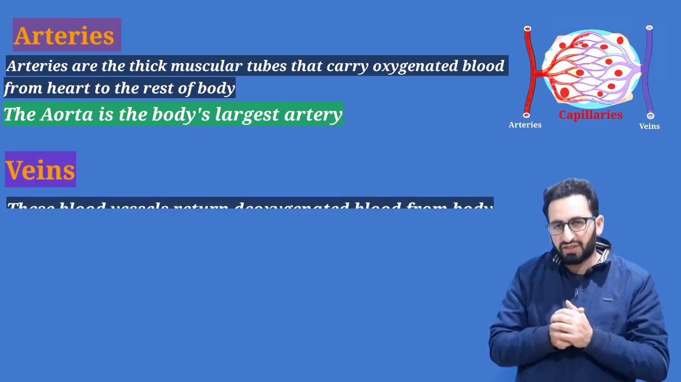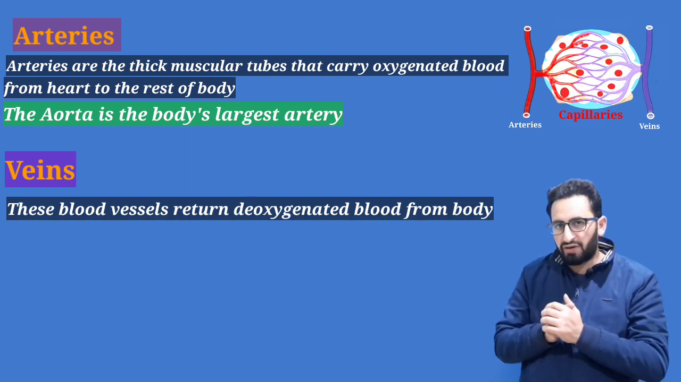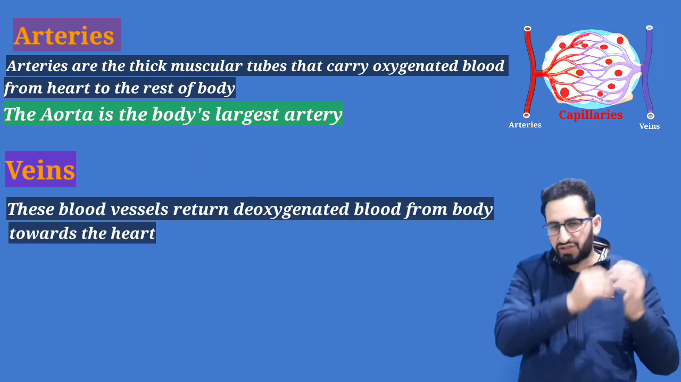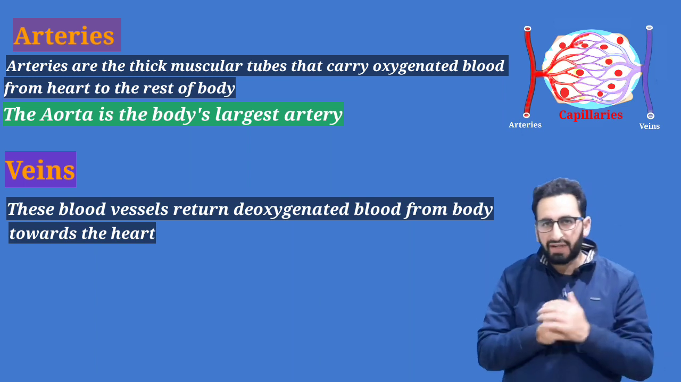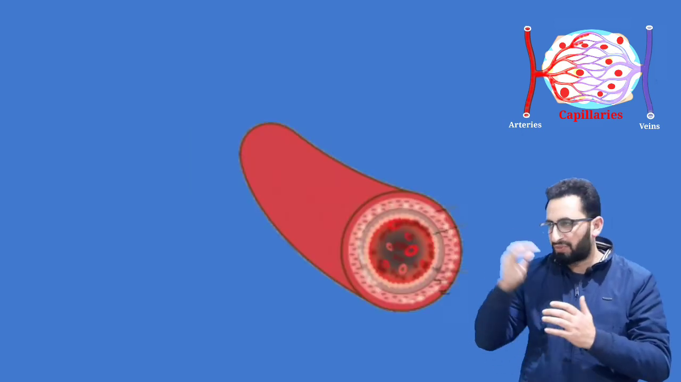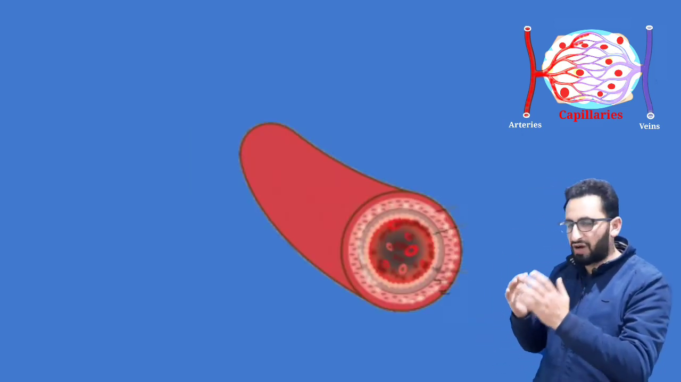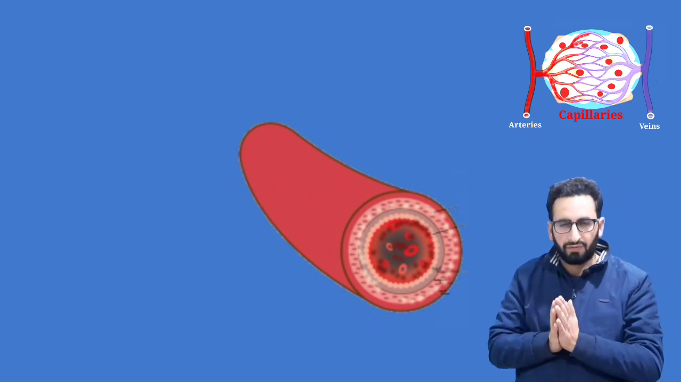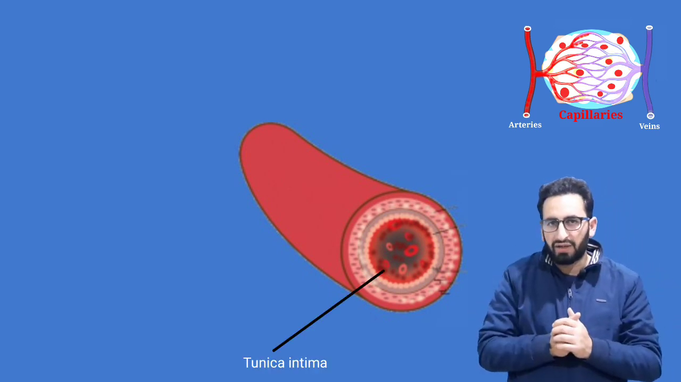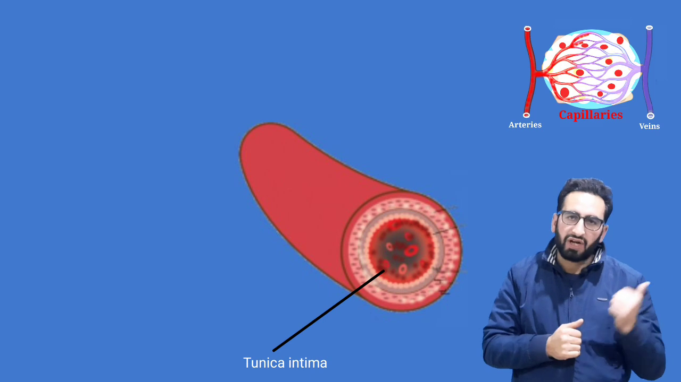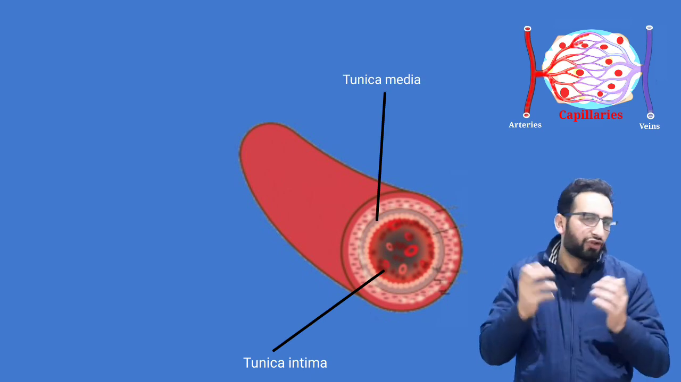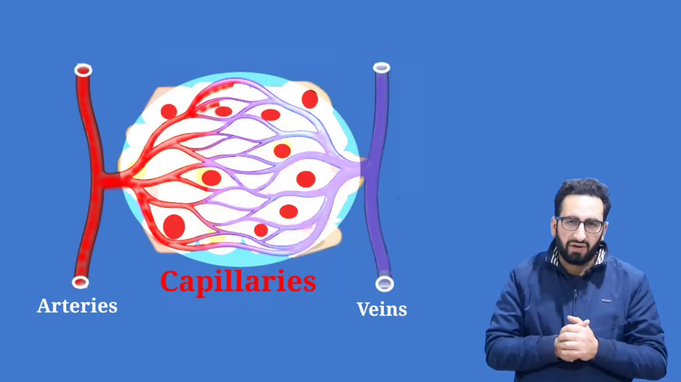These blood vessels return deoxygenated blood from the rest of the body towards the heart. Now let us see the structure of the blood vessel. The blood vessel is composed of three concentric layers: the tunica intima, the internal layer; tunica media, the middle layer; and tunica externa, the outer layer.